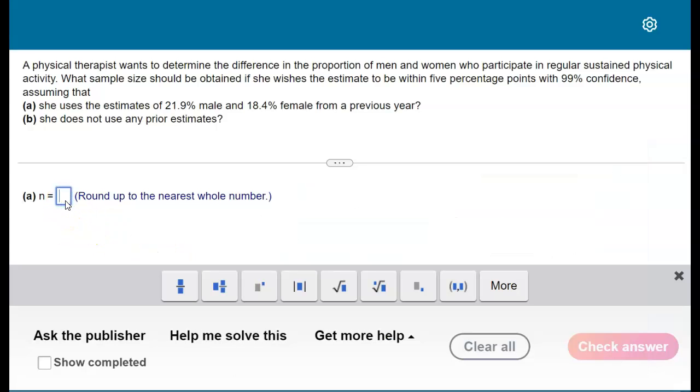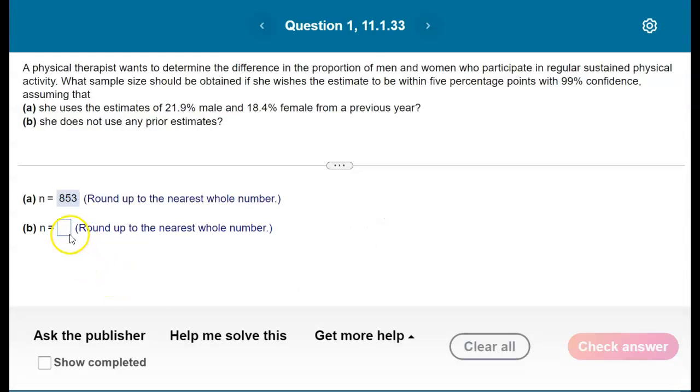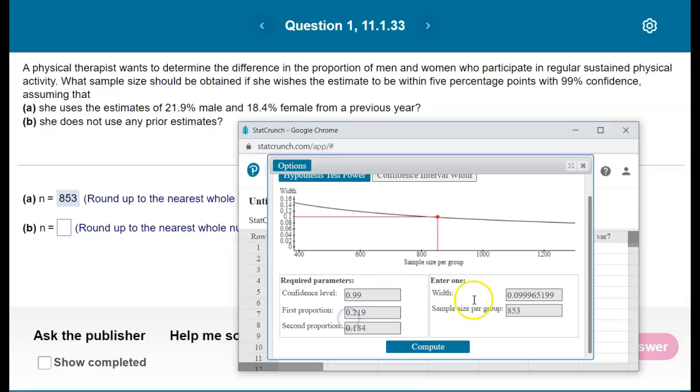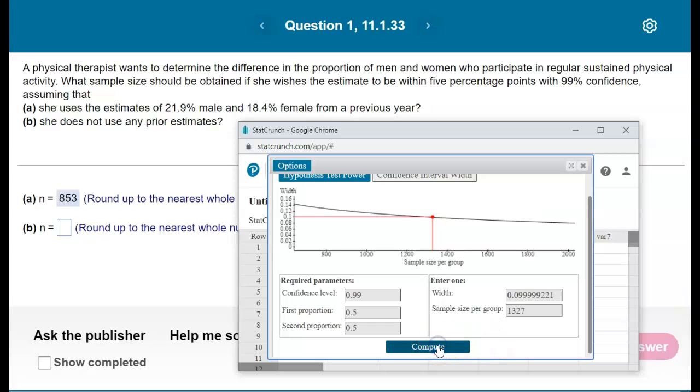And then for the second one, when we look at that, it's what happens if we don't have any prior estimates. And when we don't have any prior estimates, you need to assume that there's a 50-50 chance. So 0.5. The width is the same. 0.1. That's right. It just rounded. So 0.1, and we hit compute.